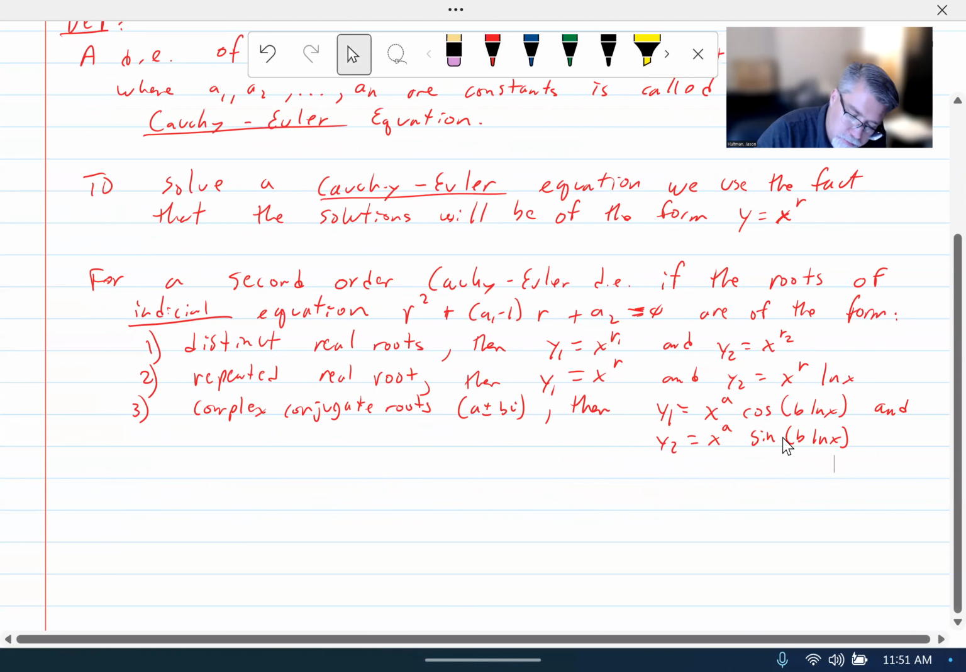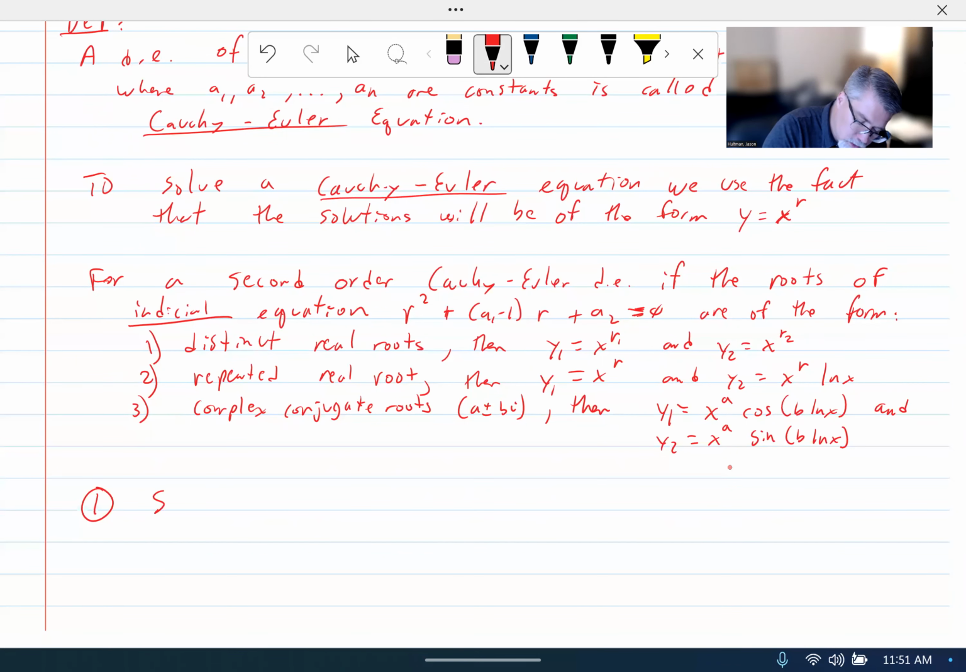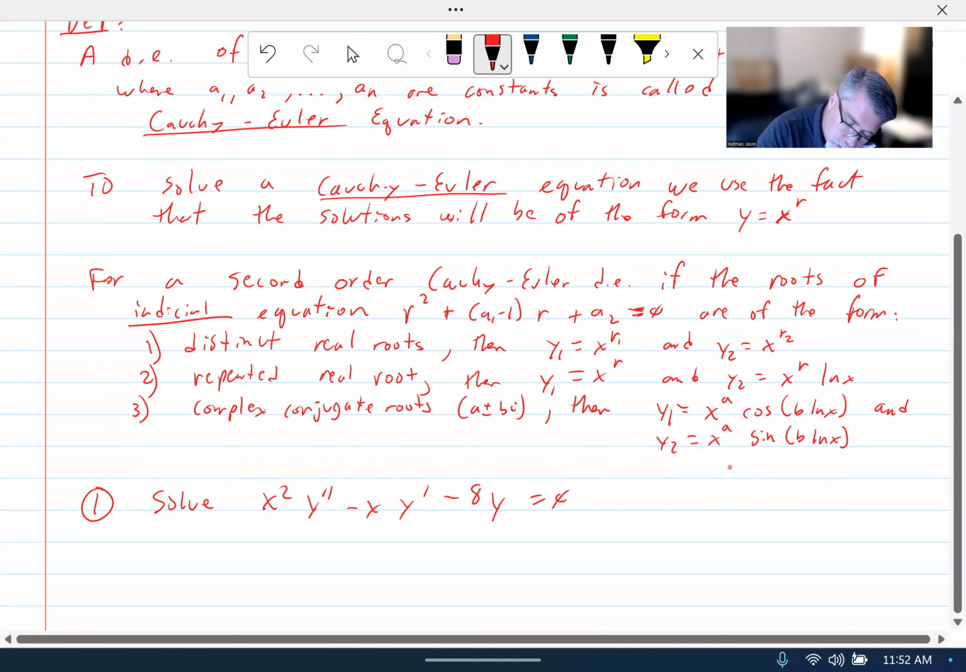Okay, let's look at an example. Number 1, solve x squared y double prime minus x y prime minus 8 y equals 0.